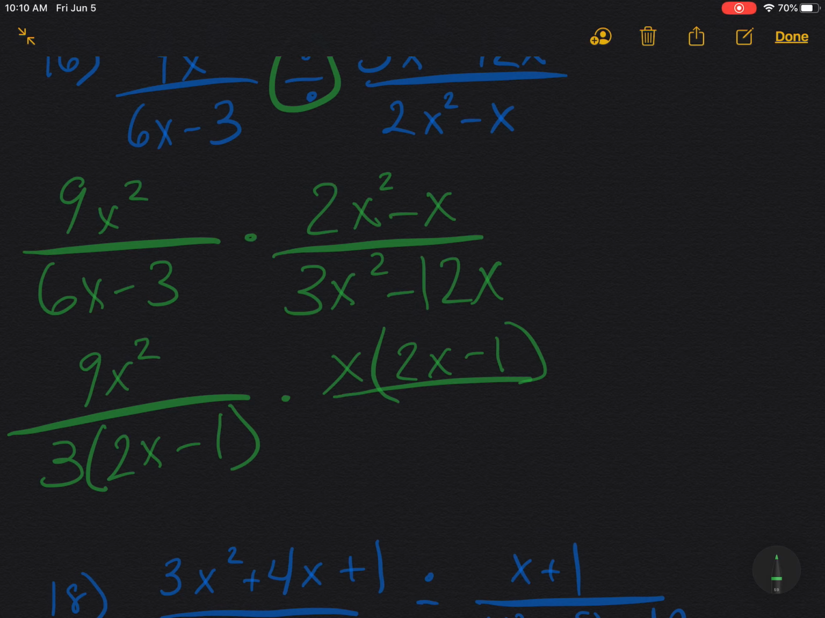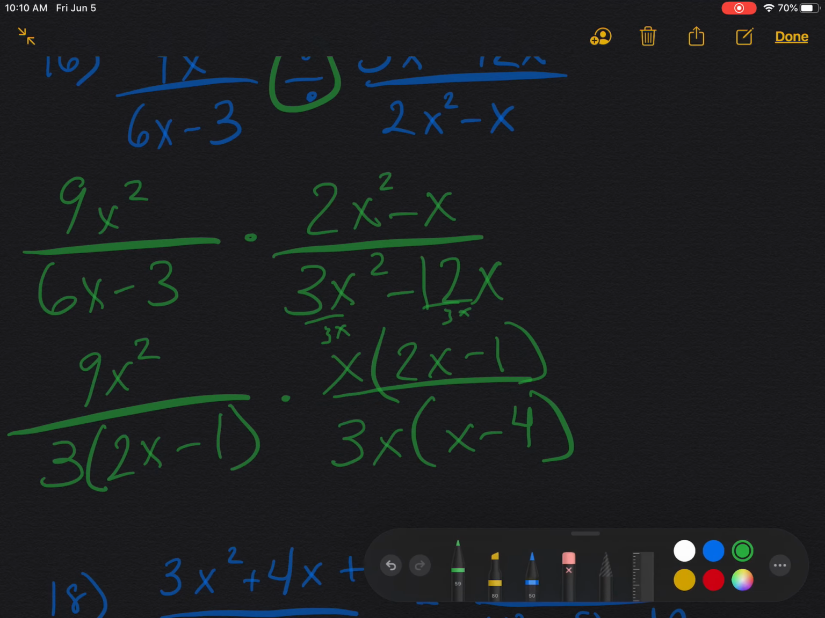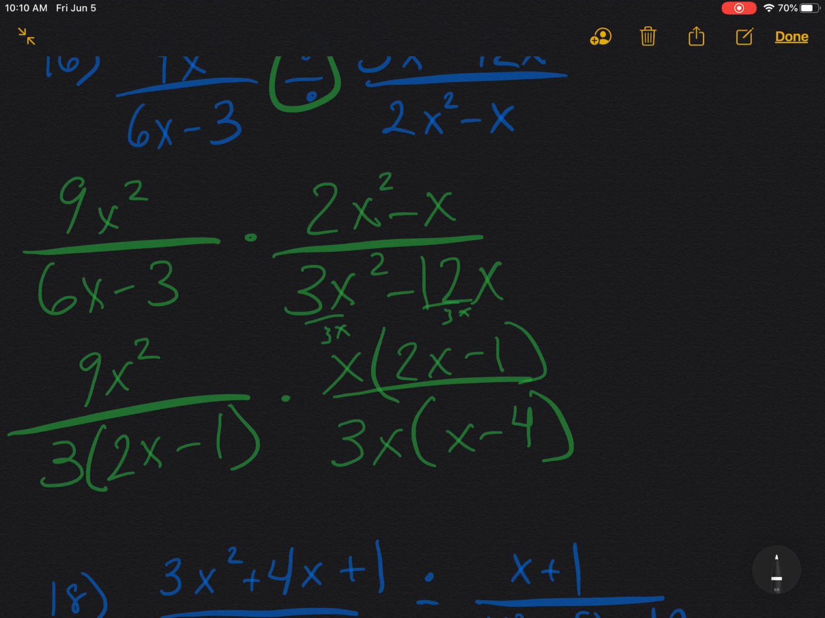Okay, second fraction denominator, I see a 3 is a common factor and x. So divide them each by 3x, 3x. And you're left with x minus 4. All right, now comes the fun part. Let's slash out whatever's the same.